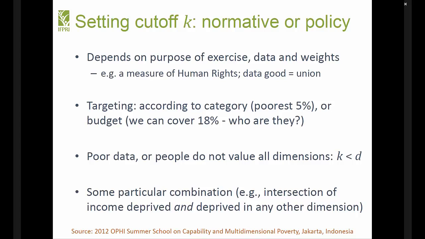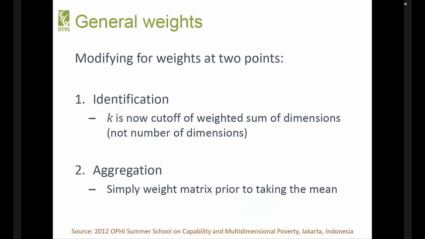Identification. So K can now be interpreted as the cutoff of a weighted sum of dimensions instead of just the number of items. So it's a counting vector. Instead of counting how many dimensions, if you weight the dimensions differently, then you're counting the weighted sum of dimensions, right? Kind of like the WEAI. In the aggregation, you can simply weight the matrix vector prior to taking the mean. So there are two points.